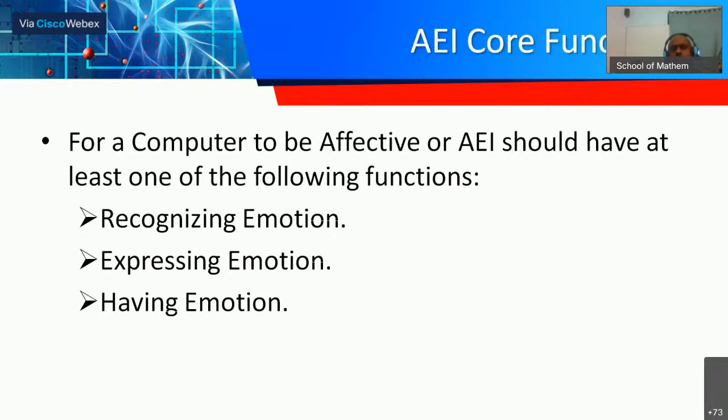It is obvious that if you want to build an artificial emotional intelligence, you have to recognize emotion, and if necessary, you have to express emotion, and it is important that you should have emotion. So all these three are important. How can we do that?